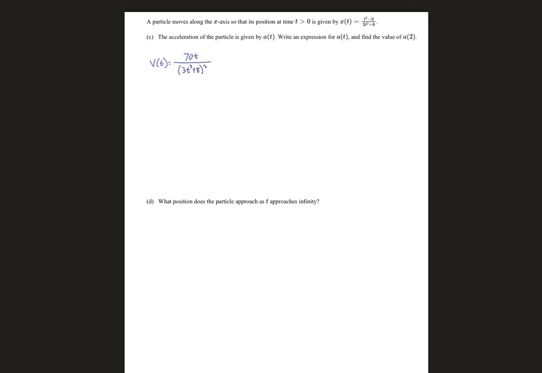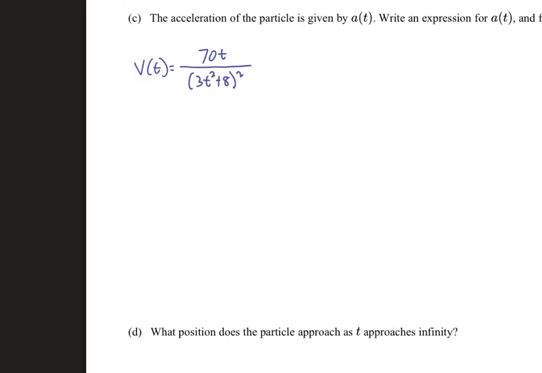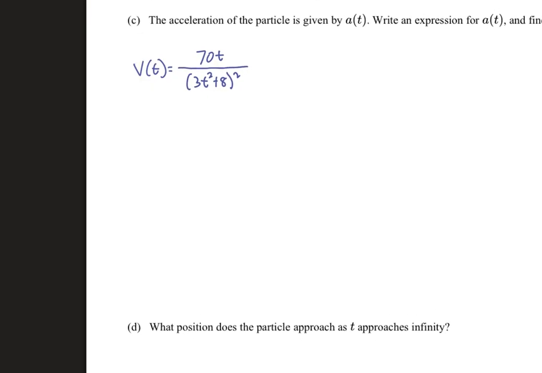Okay, part C says the acceleration of the particle is given by a of t. Write an expression for a of t and find the value of a of 2. I copied the velocity from our previous answer, from part A, and we know acceleration is the derivative of velocity, so that's what we'll do. We'll just take the derivative of this, in red.